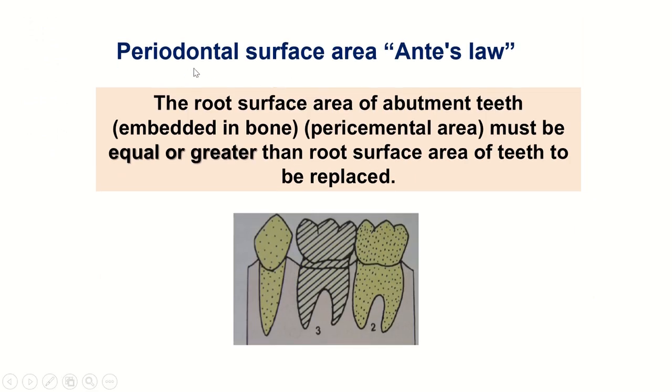الانتي سلو أو نسميه periodontal surface area أو perisegmental area هي معناها إنه root surface area of the abutment teeth اللي هي embedded in the bone it must be equal or greater than the root surface area of a teeth to be replaced. طبعا هذه تعتمد على certain numbers that have been measured to the root surface area of the abutment teeth واللي تحدد إنه number of replacement how many abutments needed to carry or support the missing area.